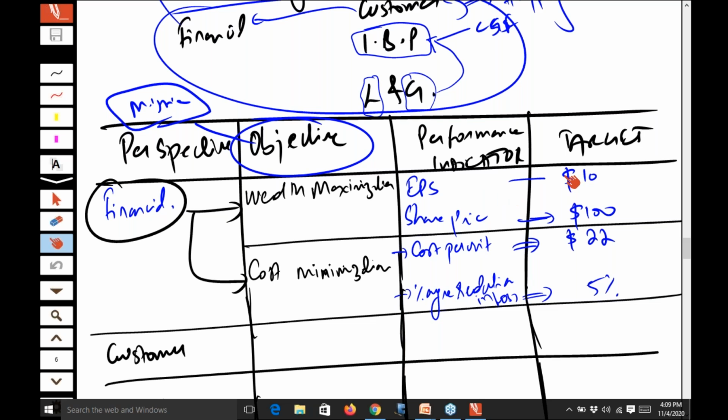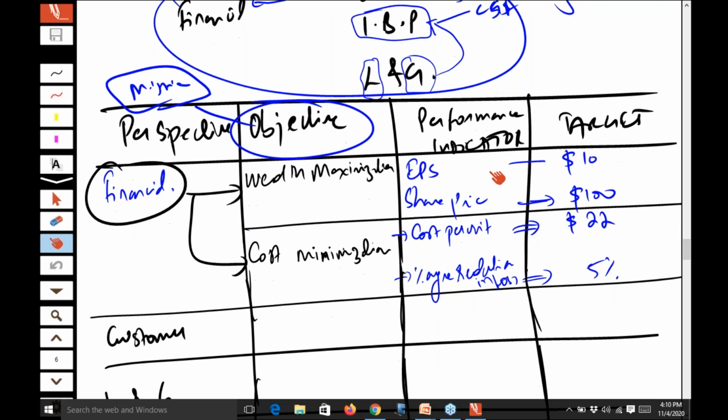And then within the organization, it sets a certain target. You need to have a certain target set in order to assess how the performance of the entity is. So we discussed all of this.